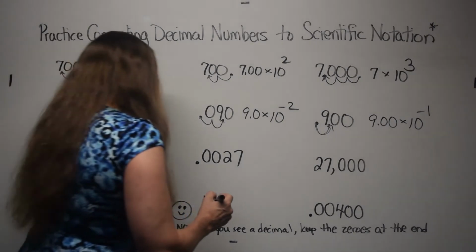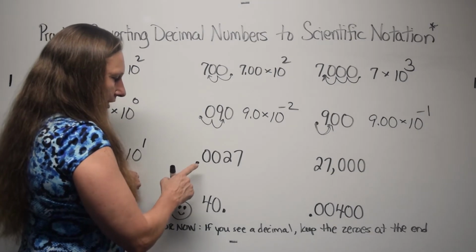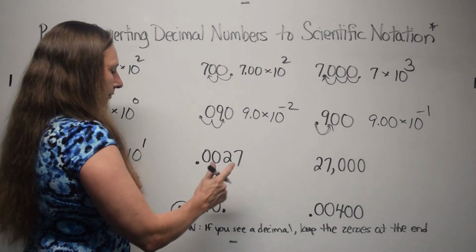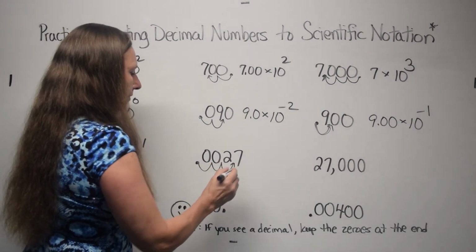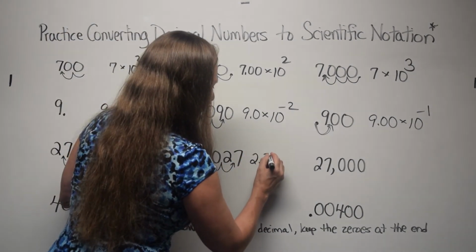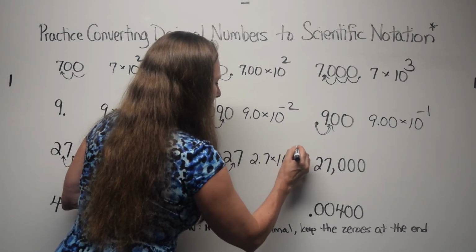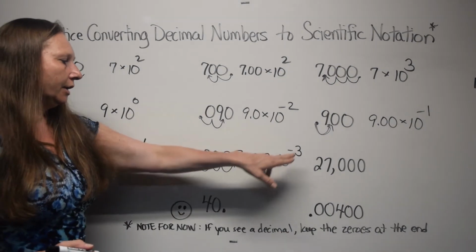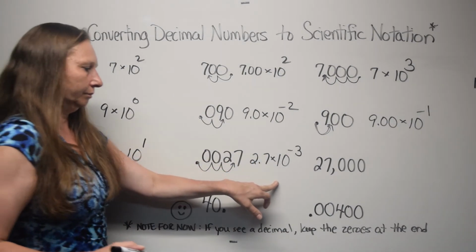Okay? This one here, I see a decimal, so you keep the zeros at the end. There are no zeros at the end. So I'm going to jump 1, 2, 3. And this is going to be 2.7 times 10 to the negative 3. This was a number less than 1, so the exponent must be negative.